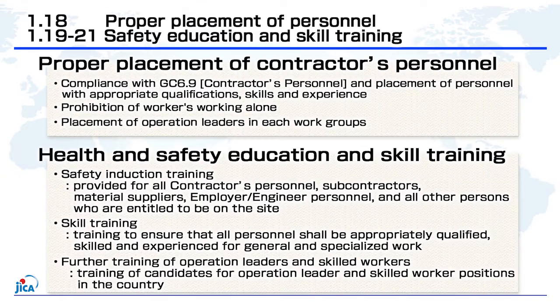Section 1.18 requires that the contractor, in compliance with GC 6.9, assigns personnel with appropriate qualifications, skills, and experience, does not permit any worker to work alone, and always places an operation leader in each work group. Sections 1.19 to 21 cover target groups for training, trainees, training subjects, and education and training records regarding safety induction training, skill training, and additional training.